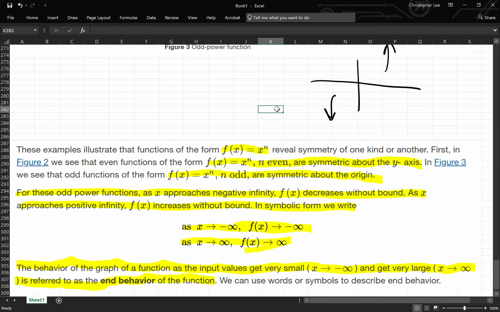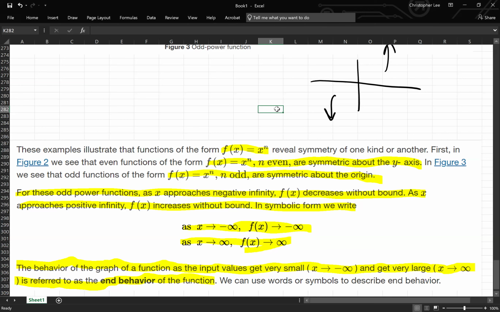All right, so these examples illustrate that functions of the form f of x is equal to x to the n power reveal symmetry of one kind or another. First, in the first figure, we see that even functions of the form f of x is equal to x to the n, where n is even, are symmetric about the y-axis. So if you flip them over the y-axis, they look the same, like x squared. Flip it over the y-axis, it's the same thing.